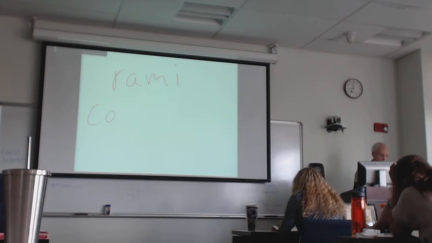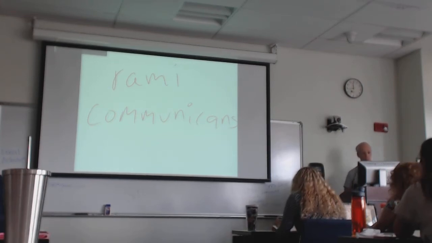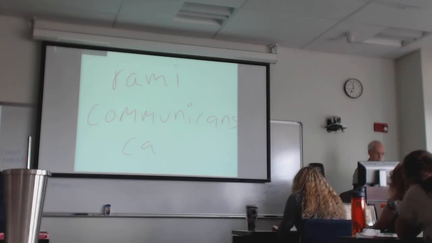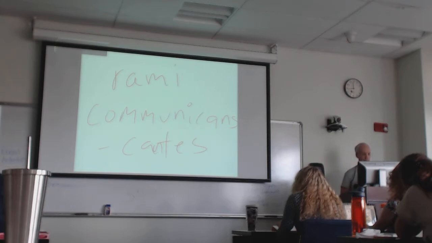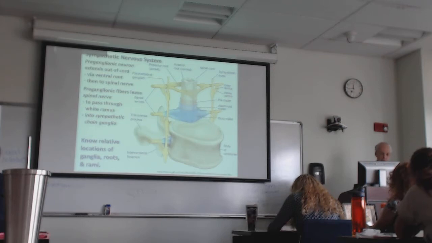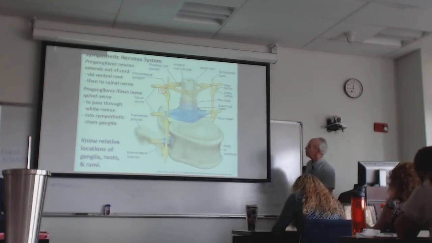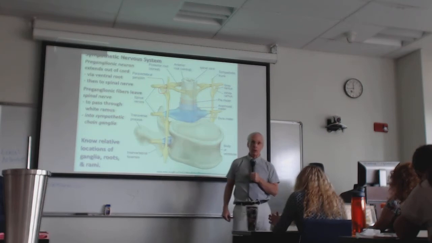Now, is there one that goes before the other? Yes, I'm going to get to that in just a second. Rami communicans, or sometimes you'll see rami communicantes. Sorry, I cannot spell and write at the same time. So you're exactly right. There are two of these rami, these two connectors that connect the peripheral nerve to the sympathetic chain ganglia. White and gray, white and gray.